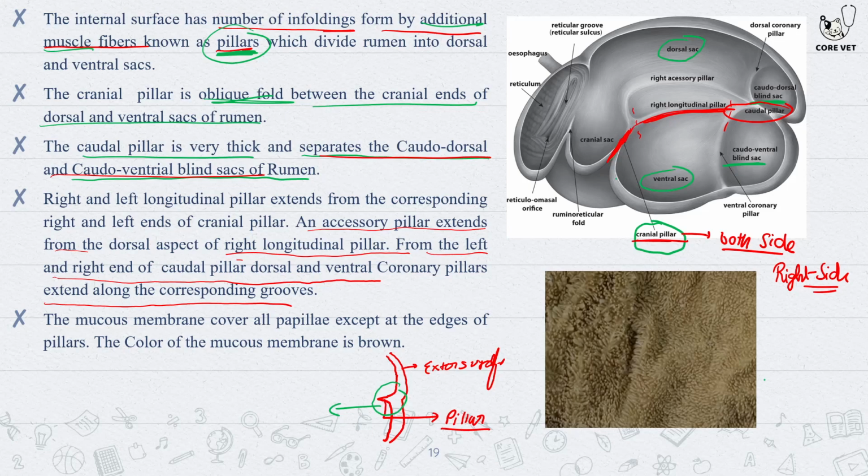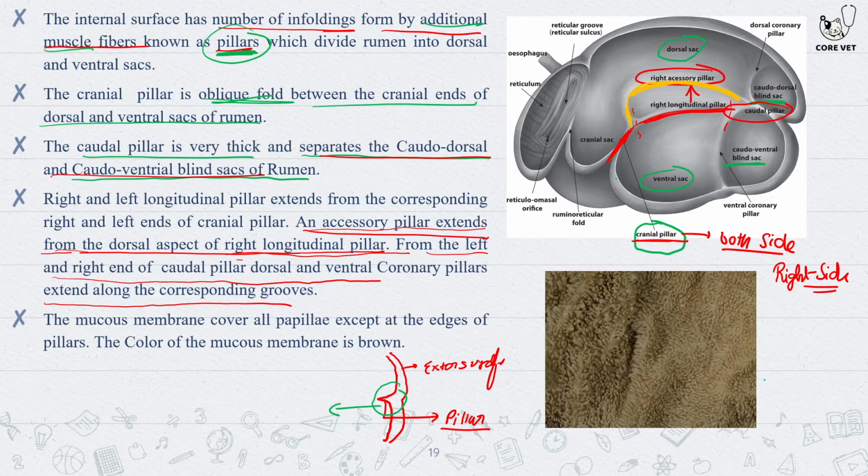And onto the dorsal aspect, meaning above the right longitudinal pillar, what is there? The right accessory pillar, right? What the line was saying is, an accessory pillar extends from the dorsal aspect of the right longitudinal pillar. Let me change the pen color. This was the right longitudinal pillar. Now this is the right accessory pillar, which is present on the dorsal aspect, above the right longitudinal pillar. So this was the structure of the longitudinal pillar and the accessory pillar, and the longitudinal pillar extends from the cranial pillar, right?